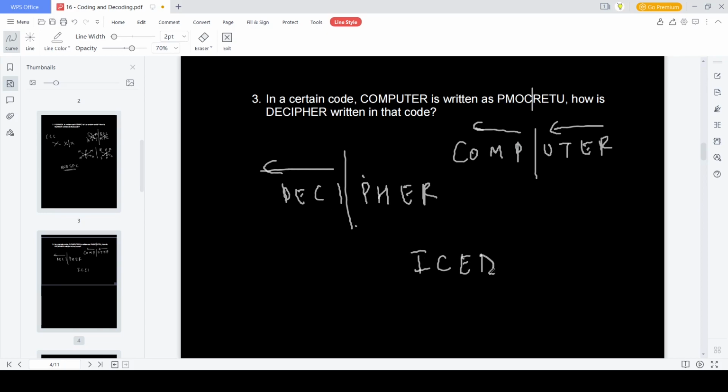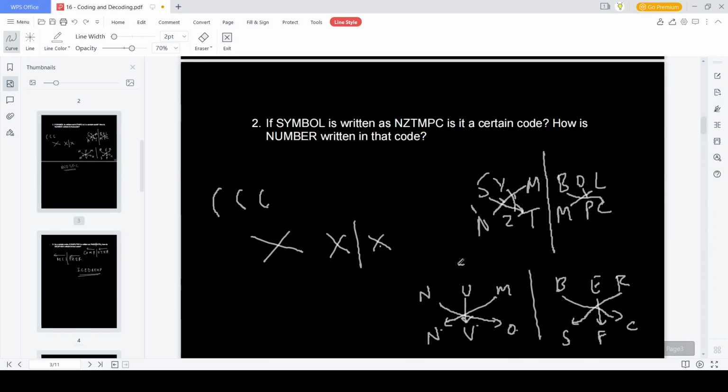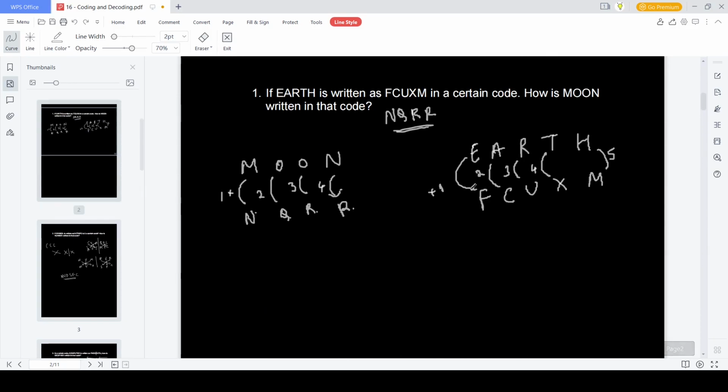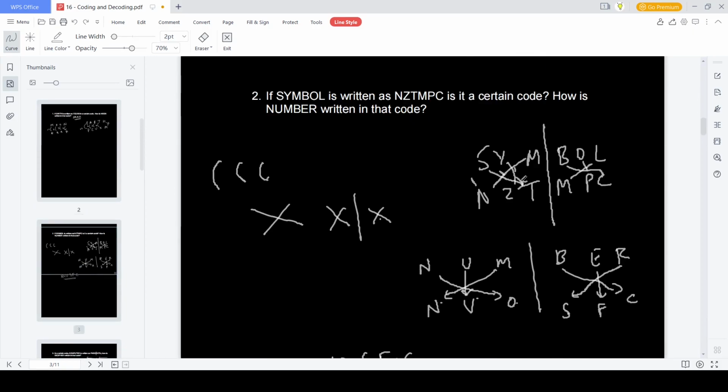So I will get ICED, okay, and again read it from this side, REHP. So this is going to be the answer. Okay, so that is one strategy. The first strategy I told was to check the jumps. Okay, the jumps may increase in a specific order. Secondly, if you don't get a jump linearly, check the cross jumping.